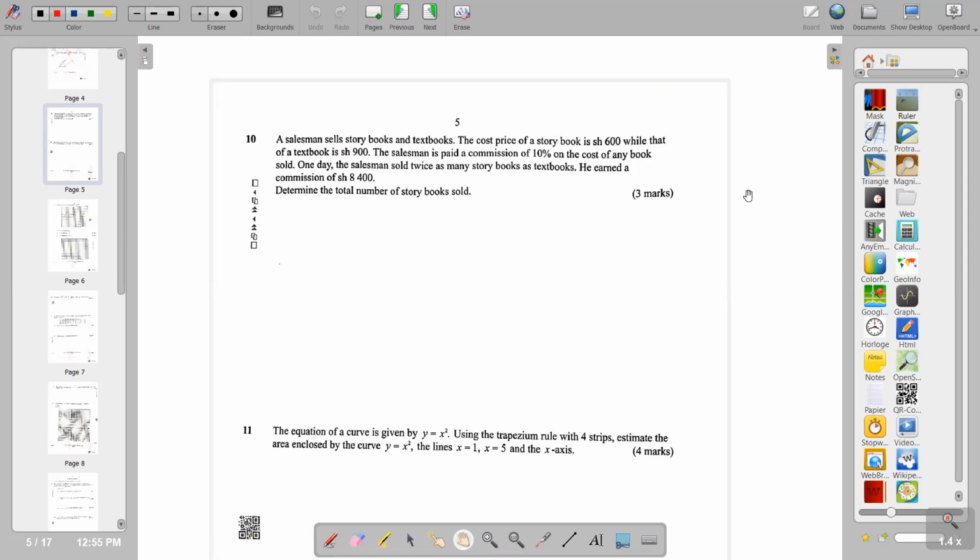Number 10. Told that a salesman sells storybooks and textbooks. The cost price of a storybook is 600 shillings, while that of a textbook is 900 shillings. The salesman is paid a commission of 10% on the cost of any book sold.